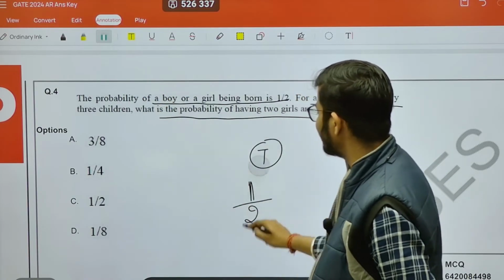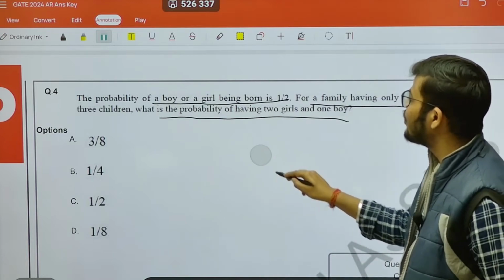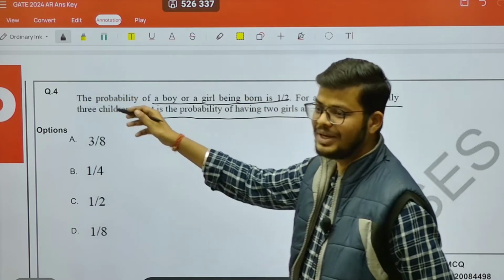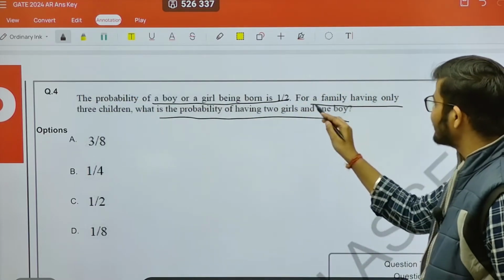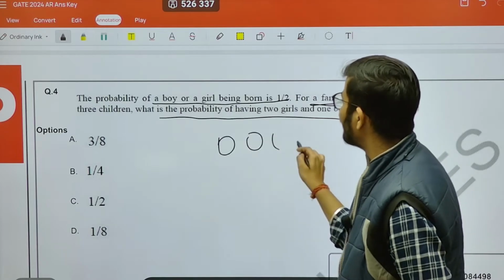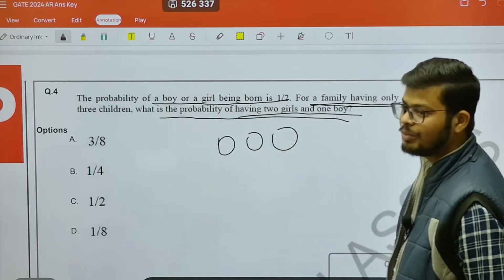How easily can you solve this question? It says the probability of a boy or a girl being born is 1/2. Now this information is completely irrelevant; we don't need to use that. They are saying for a family having only 3 children, what is the probability of having 2 girls and 1 boy?